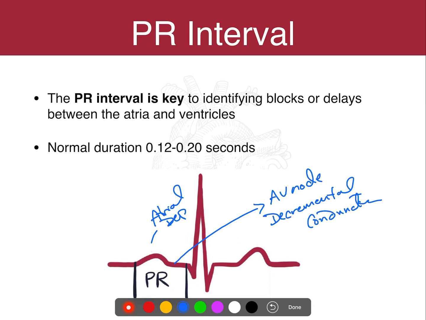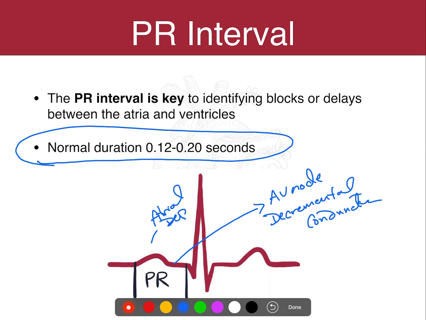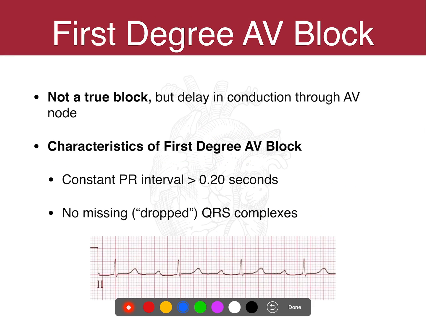So knowing the normal duration of the PR interval is very important. 0.12 to 0.20 seconds is the normal duration for a PR interval. So anything that we see, and we'll get into it here in just a second with the first degree AV block, anything greater than 0.20 is going to indicate that there's a problem, right? Well, that's exactly what we have in first degree AV block.